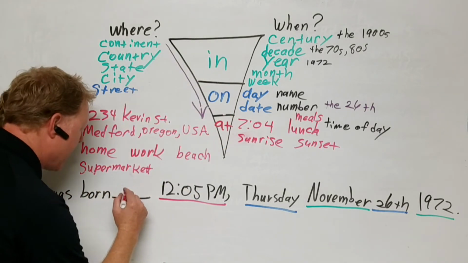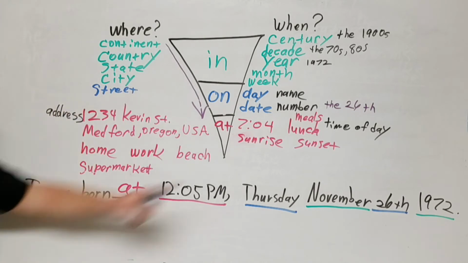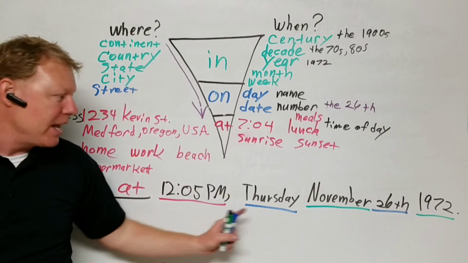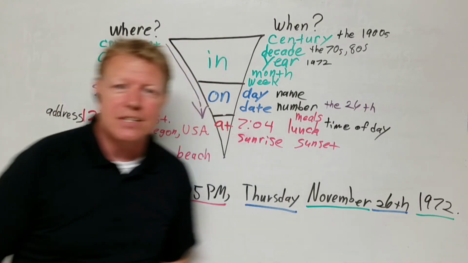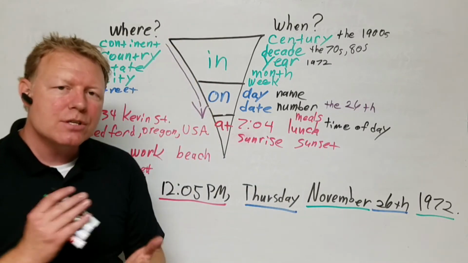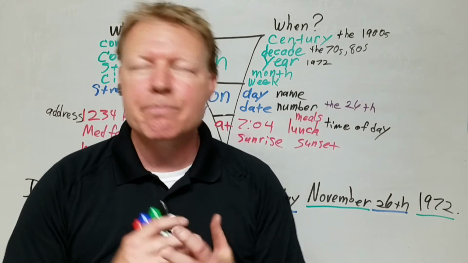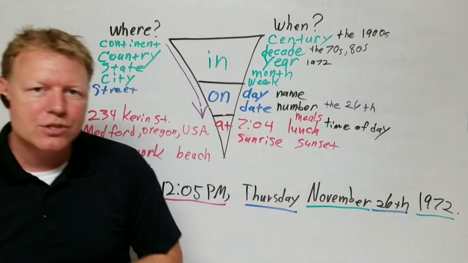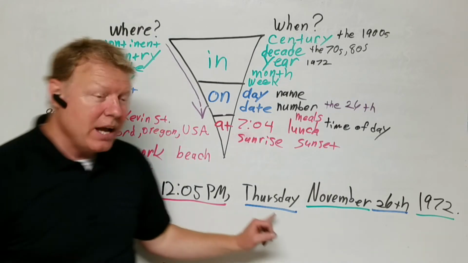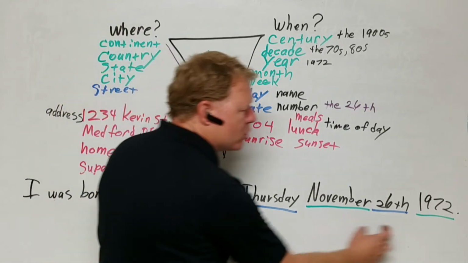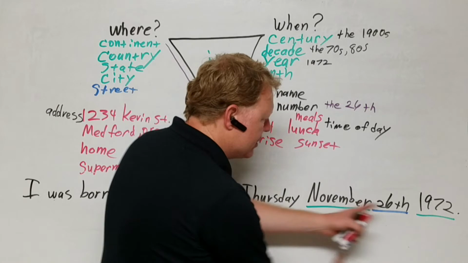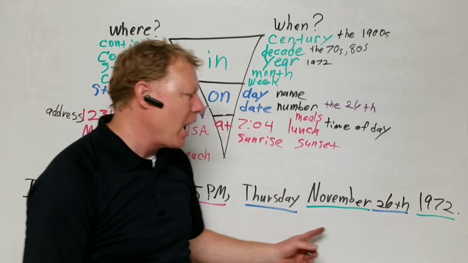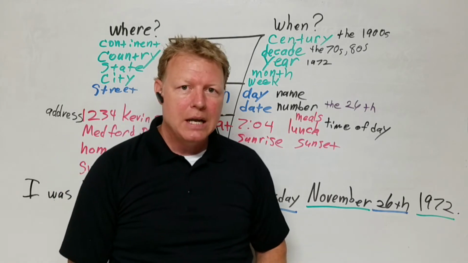We are going to say I was born at sunrise. I was born at lunch. I was born at 12:05 p.m., Thursday, November 26th, 1972. And yes, many of you who are not familiar with the United States are realizing now we actually do this. We say November 26th, 1972, instead of saying 26 November. It's true. We don't say I was born 26 November.